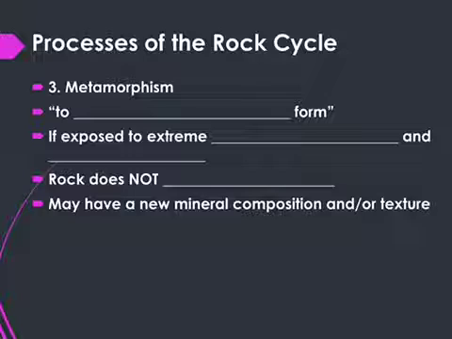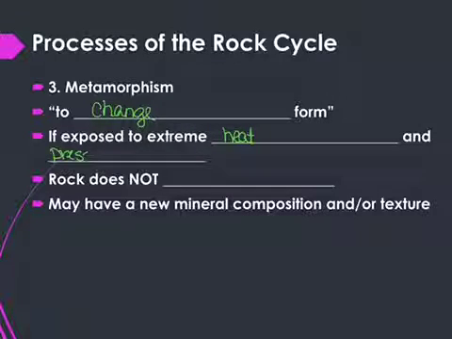The third process of the rock cycle is called metamorphism, and metamorphism literally means to change form. If a rock is exposed to extreme or very high heat and a lot of pressure, the rock will change. It is very important to understand that the rock itself does not melt. It might begin to melt, but it will not melt the whole way. This causes the rock to have a new mineral composition and or texture.